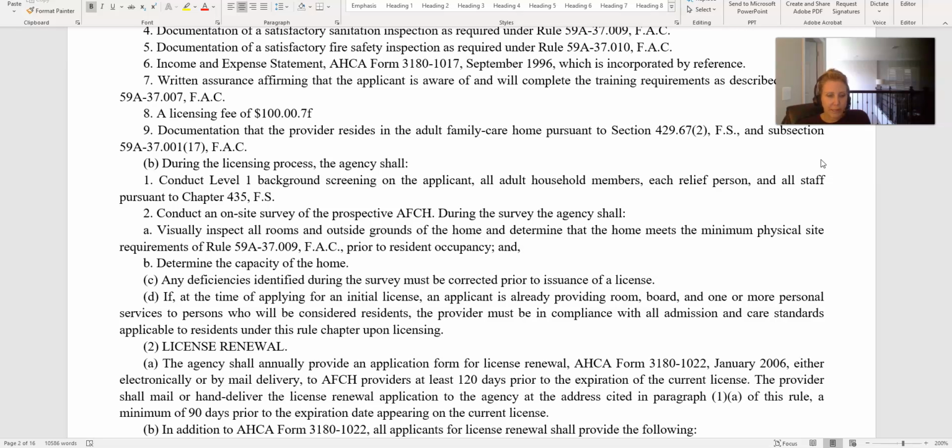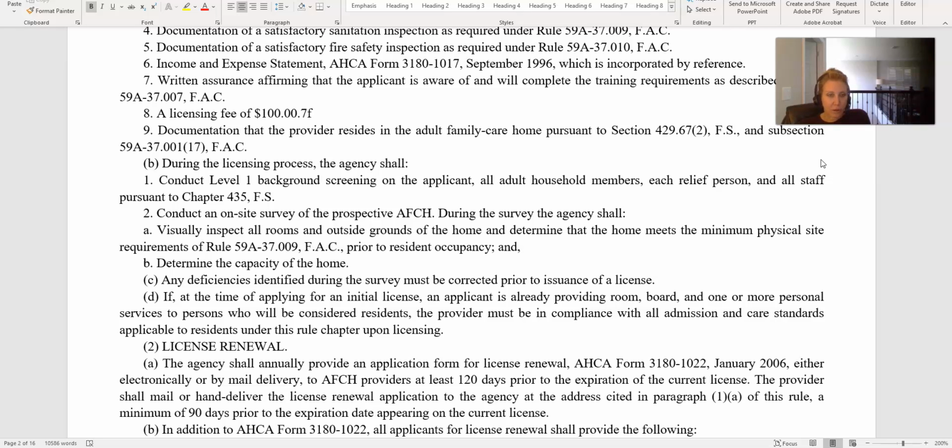C, all deficiencies identified during the survey must be corrected prior to issuance of a license. D, if at the time of applying for an initial license, an applicant is already providing room and board and one or more personal services to persons who will be considered residents, the provider must be in compliance with all admission and care standards applicable to residents under the rule chapter upon licensing.